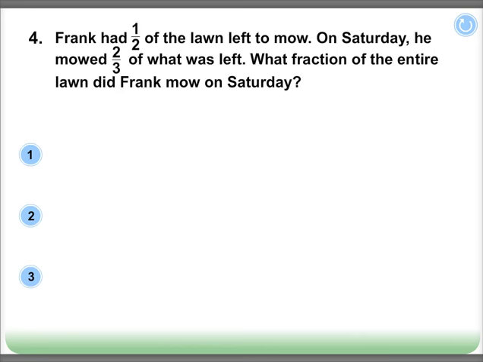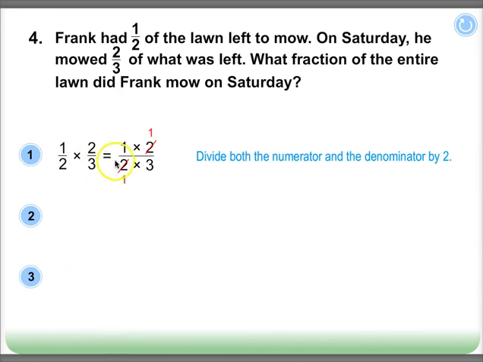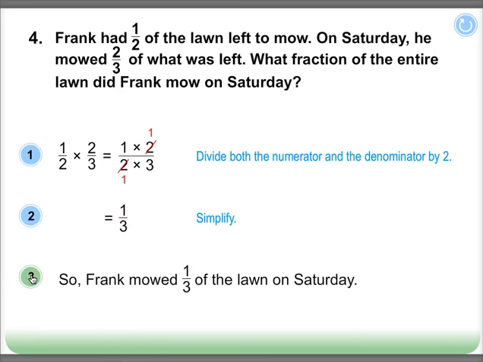Okay, last one. Frank had 1/2 of the lawn left to mow. On Saturday, he mowed 2/3 of what was left. What fraction of the entire lawn did Frank mow on Saturday? So 1/2 times 2/3 equals 1 times 2 over 2 times 3. Again, we can cross simplify and change our 2's to 1 because 2 goes into 2 one time, so those both become 1. So now when we multiply it out, we get 1 times 1, which is 1, and 1 times 3, which is 3. This is already simplified. So Frank mowed 1/3 of the lawn on Saturday.